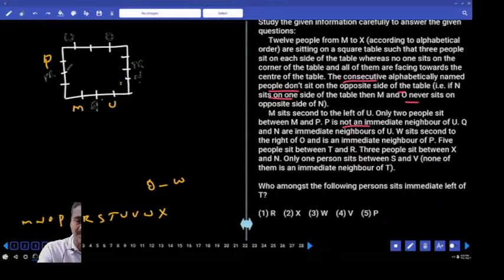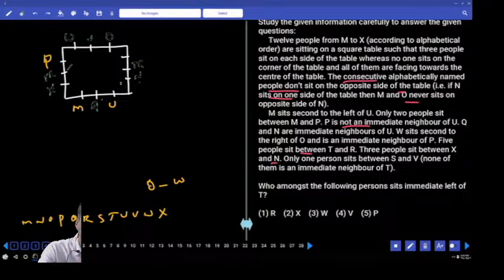Now Q is here, and T and R, O is in, and 5 people between T as well as R, and 3 people between X and N. 3 in between X and N: here 1, 2, 3, X can be here, or 1, 2, 3, X can be here. And we get the 2 possibilities for this X. Then next one, there is only one person between S and V. One person between S and V, which is not possible here. Hence, X must be at this place.